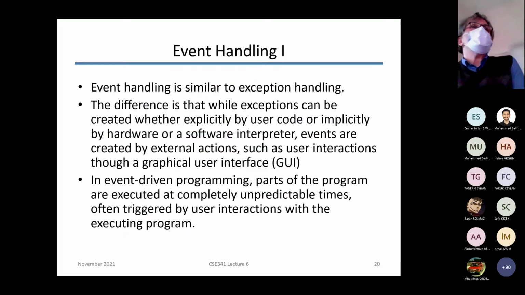Okay. Events are a little bit similar to these, but concept-wise they are different. Handling mechanisms could be similar. Exceptions can be created either explicitly by the user or implicitly by the hardware or software interpreter, right? On the other hand, events are created by external actions, like a keyboard hit or GUI interactions and so forth.